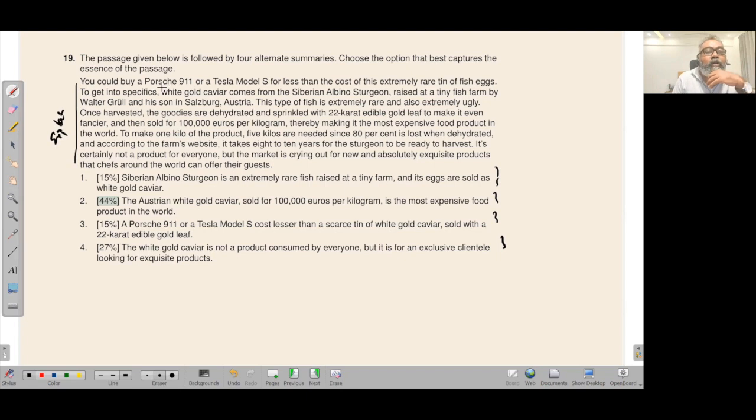You could buy a Porsche 911 and a Tesla Model S for less than the cost of this extremely rare tin of fish eggs. Extremely rare, you could buy something. So you basically discussed already about the cost of it. To get into specifics, white gold caviar comes from the Siberian albino sturgeon raised in a tiny farm in Australia. This type of fish is extremely rare and also extremely ugly. Once harvested, the goodies are dehydrated and sprinkled with 22 karat edible gold to make it even fancier, then sold for 100,000 euros per kilogram.